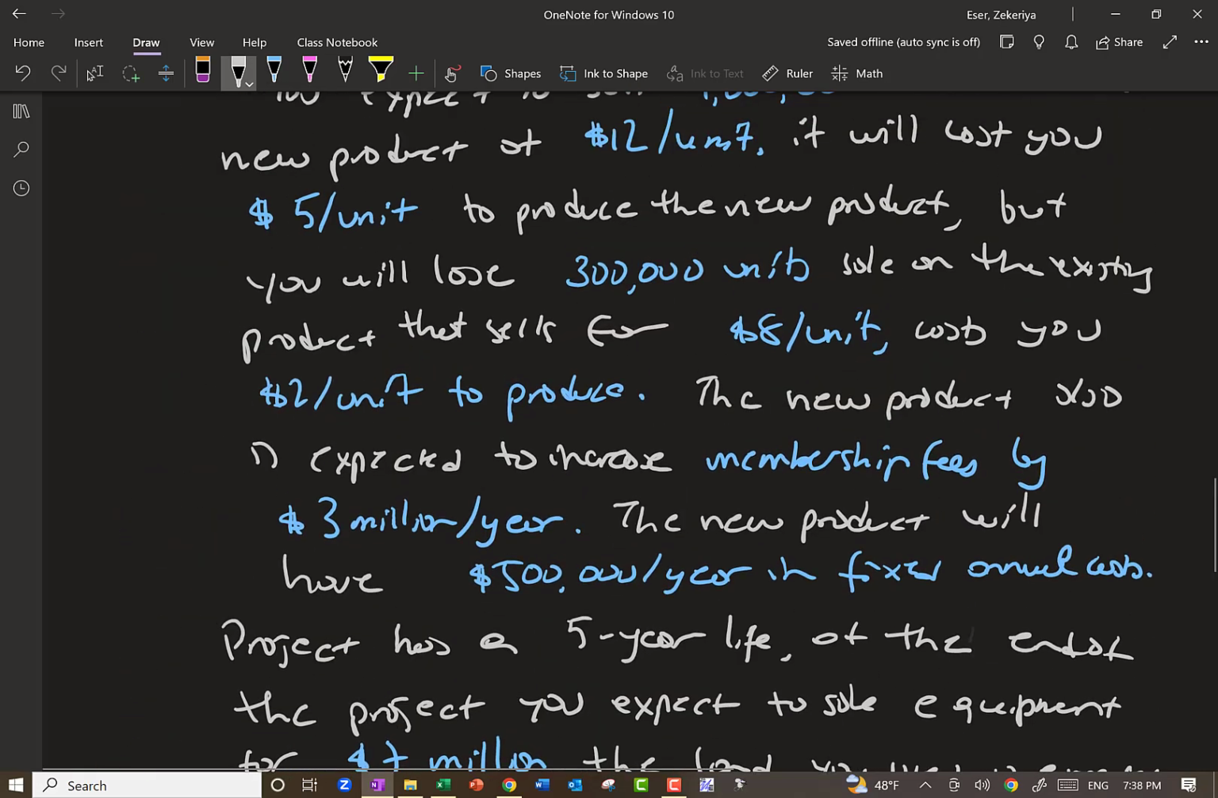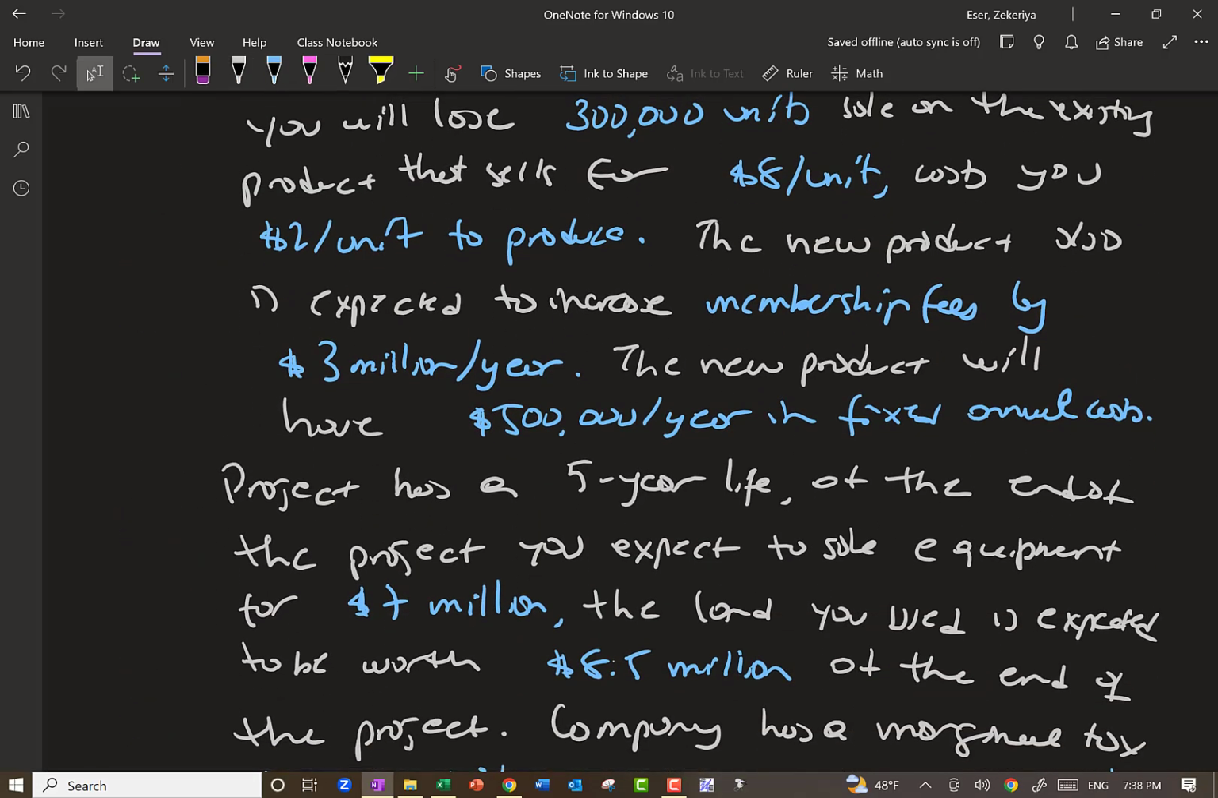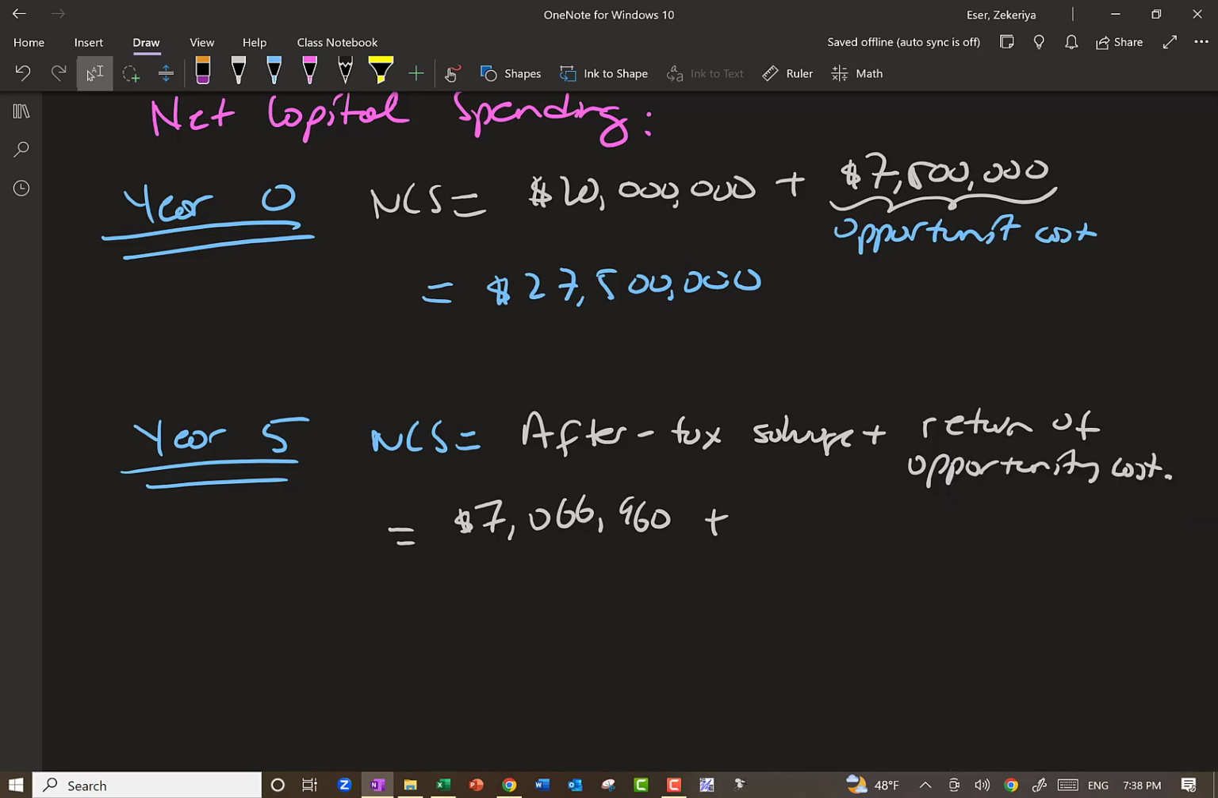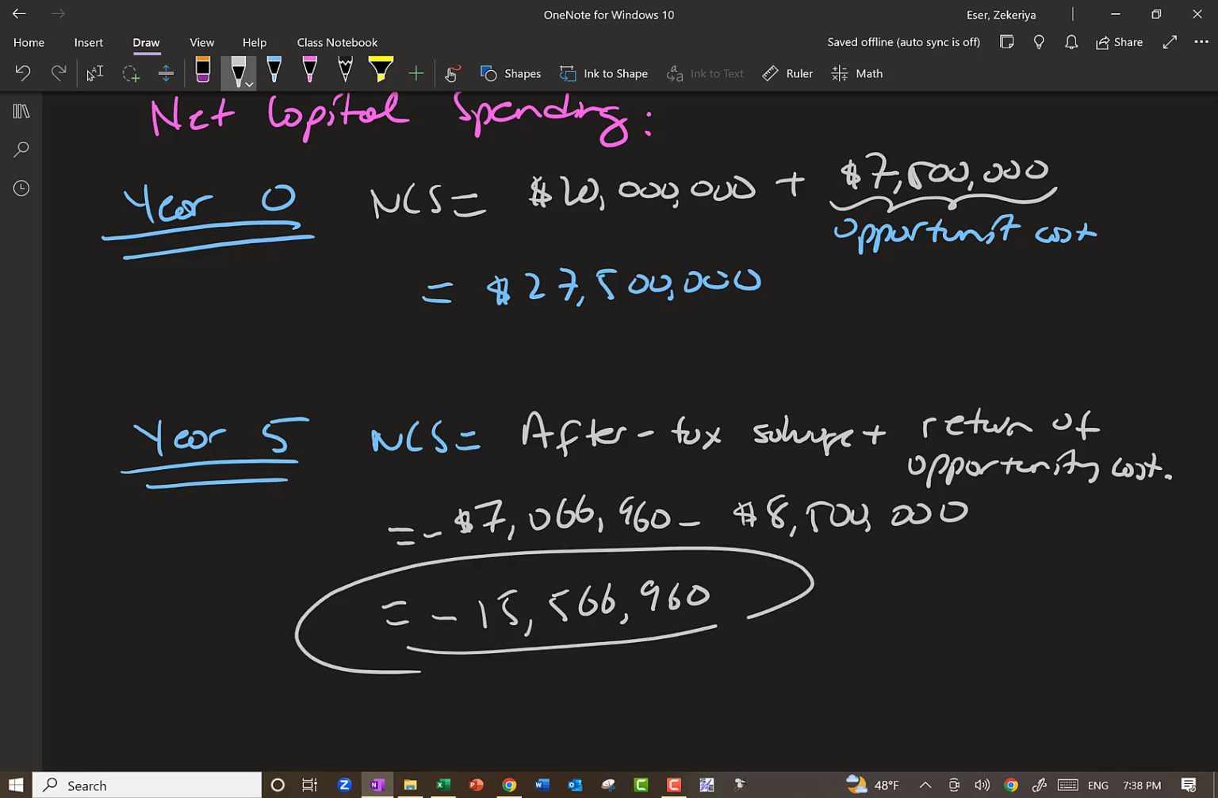Plus 5 years from now, the land we estimated to be worth 8.5. In fact, that's negative spending, okay? So negative 8.5. So this thing is going to be negative 15,566,960. So capital spending is done.